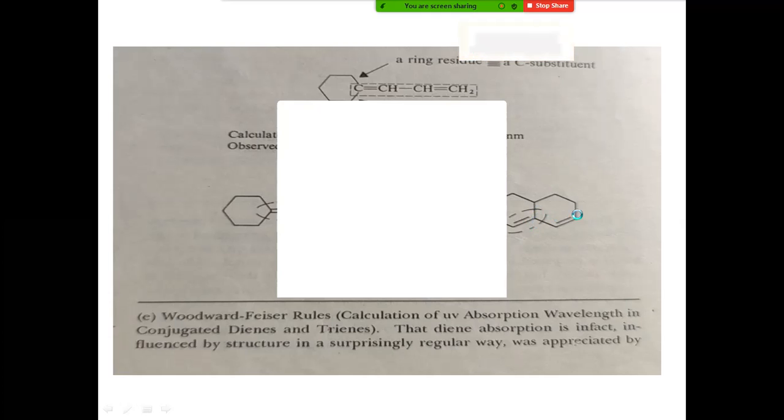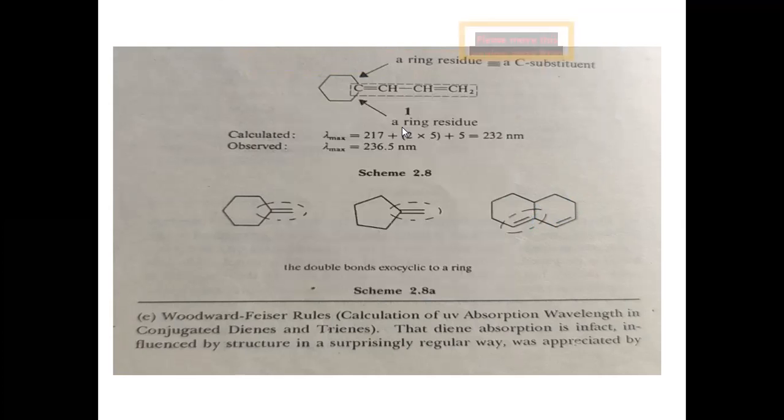These examples are quoted from P.S. Kalsi. There is a very fine book written by P.S. Kalsi for spectroscopy purposes. A very detailed study is there in P.S. Kalsi. So this is one of the exocyclic double bonds. This is exocyclic to this hexagonal ring. This is a pentagonal ring, cyclobutane, exocyclic to this. This is exocyclic to this ring. This is our ring, and this is exocyclic to this.